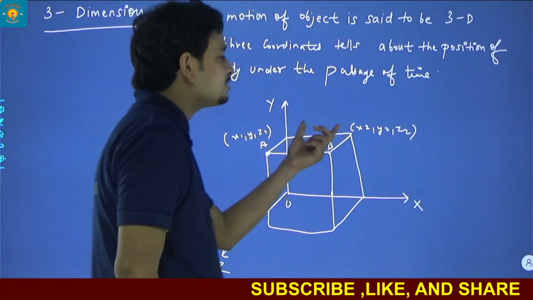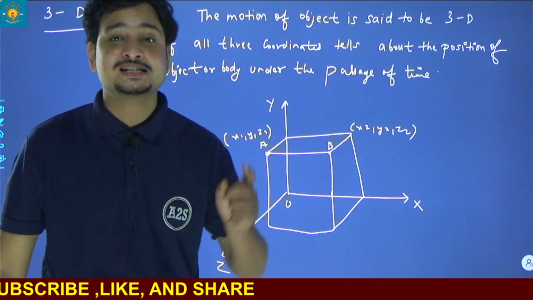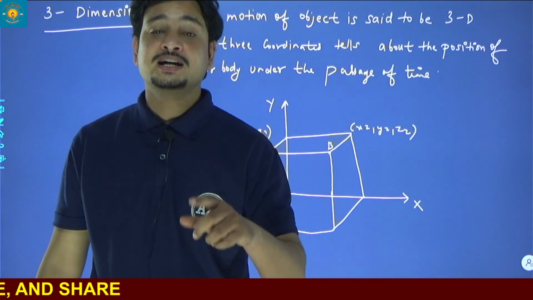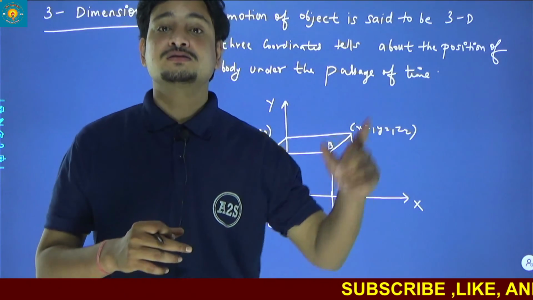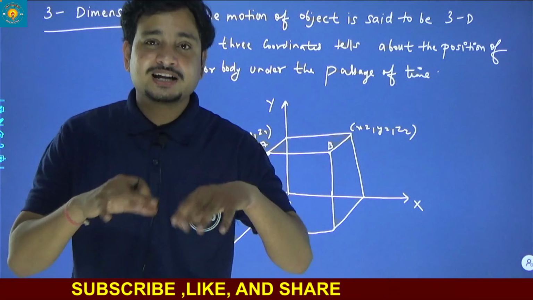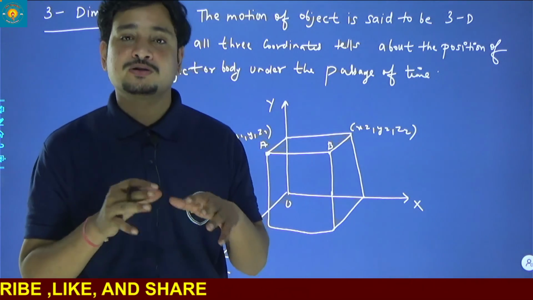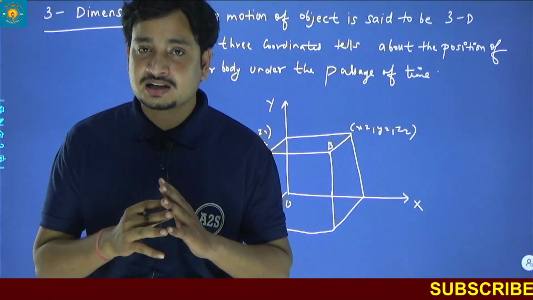So what do these 3 coordinates show? It shows that the object, in the same interval of time, is in the 3 coordinates: x-axis also, y-axis also, z-axis also, at the same interval of time. If that type of object motion occurs, that should be called 3 dimension. Called what? 3 dimension. Clear?